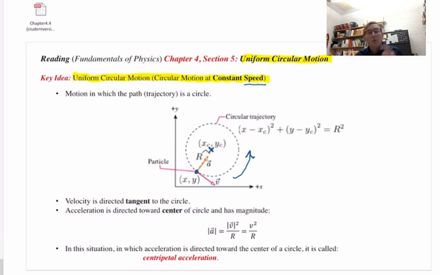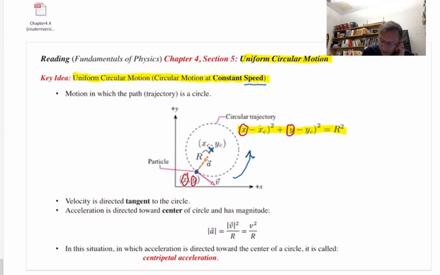Okay, so with the coordinates of the center, X_C, Y_C, the radius, and the coordinates of the particle on the actual circle, X comma Y, here's the famous equation for a circle that you do need to remember if you're going to study circular motion. X minus X_C quantity squared plus Y minus Y_C quantity squared equals R squared. So please note, this X right here is whatever this X is. This Y right here is whatever this Y is.